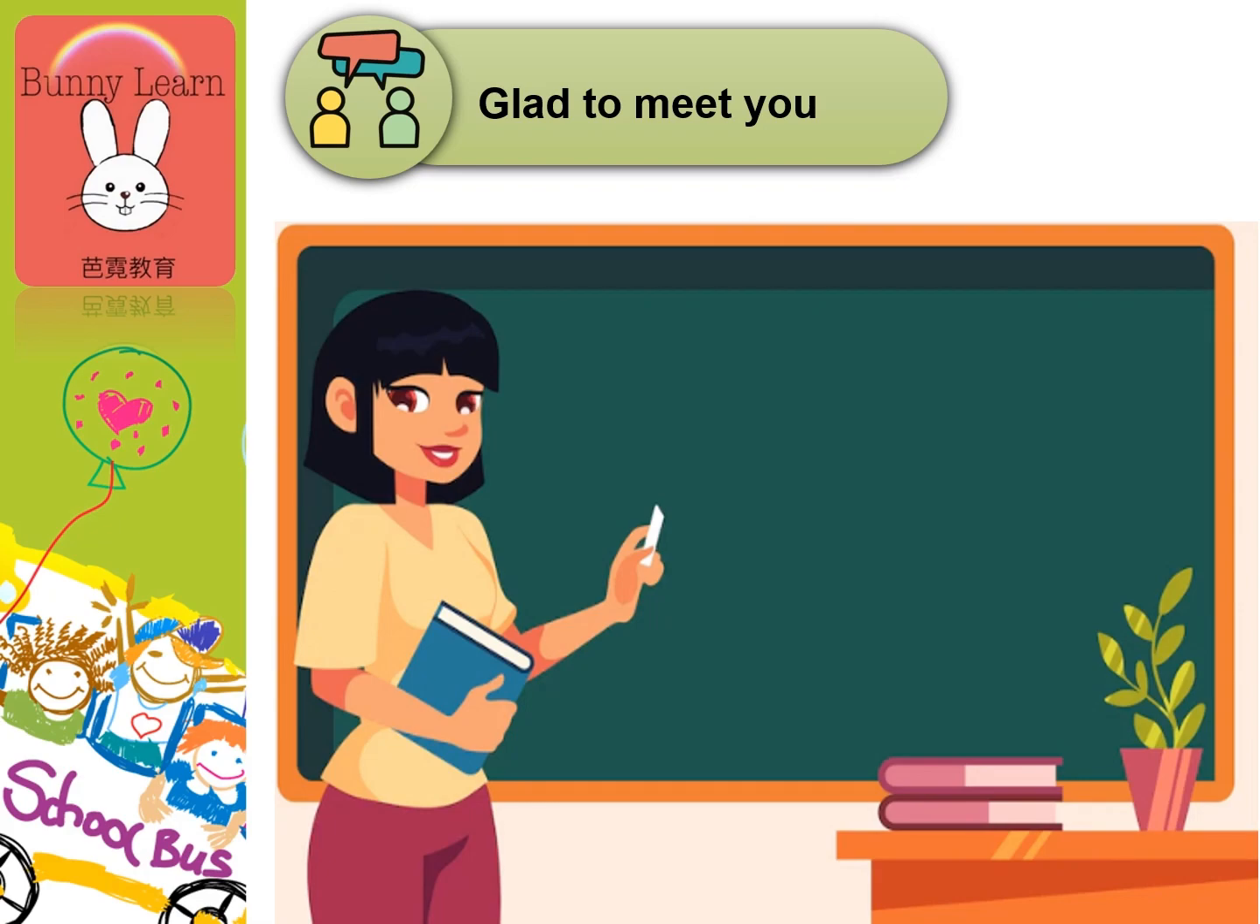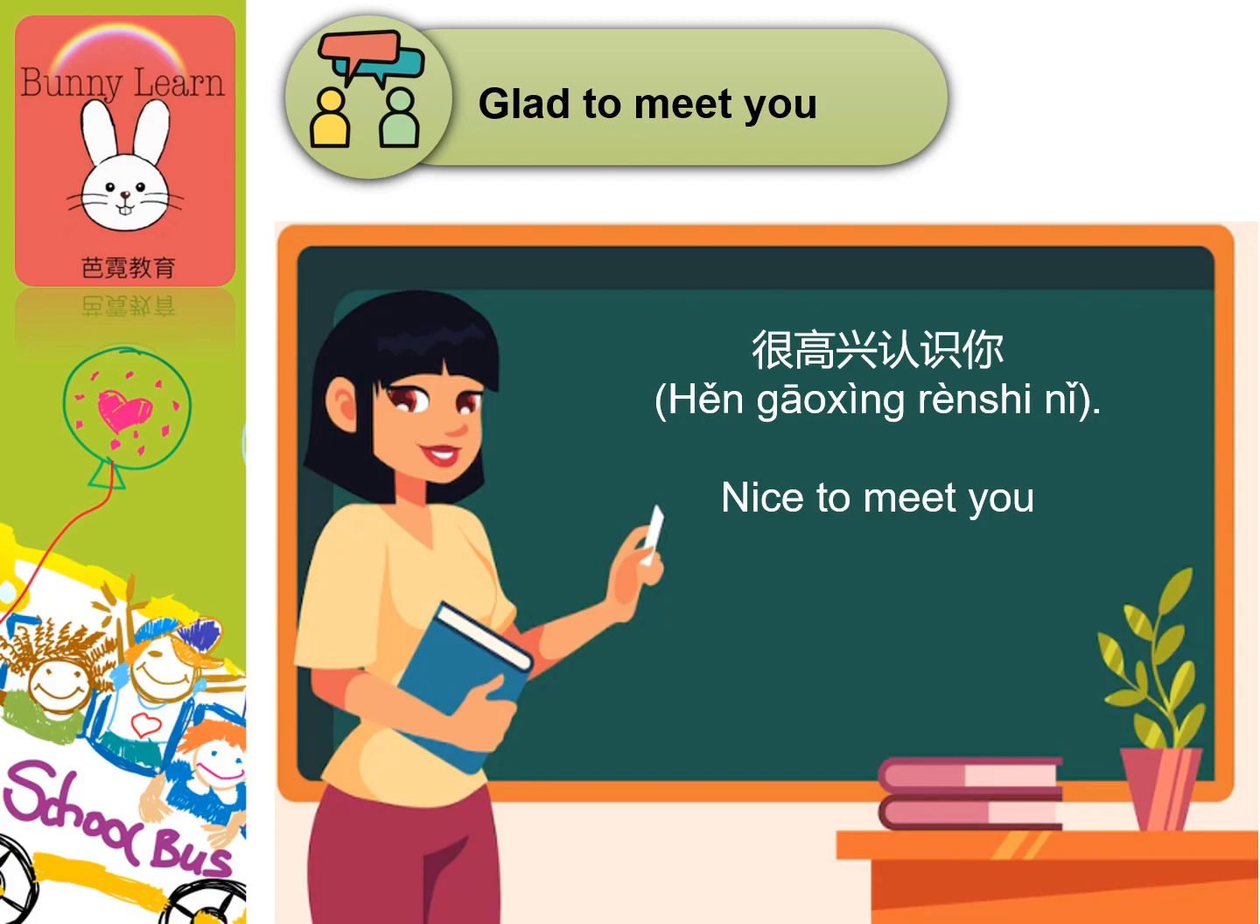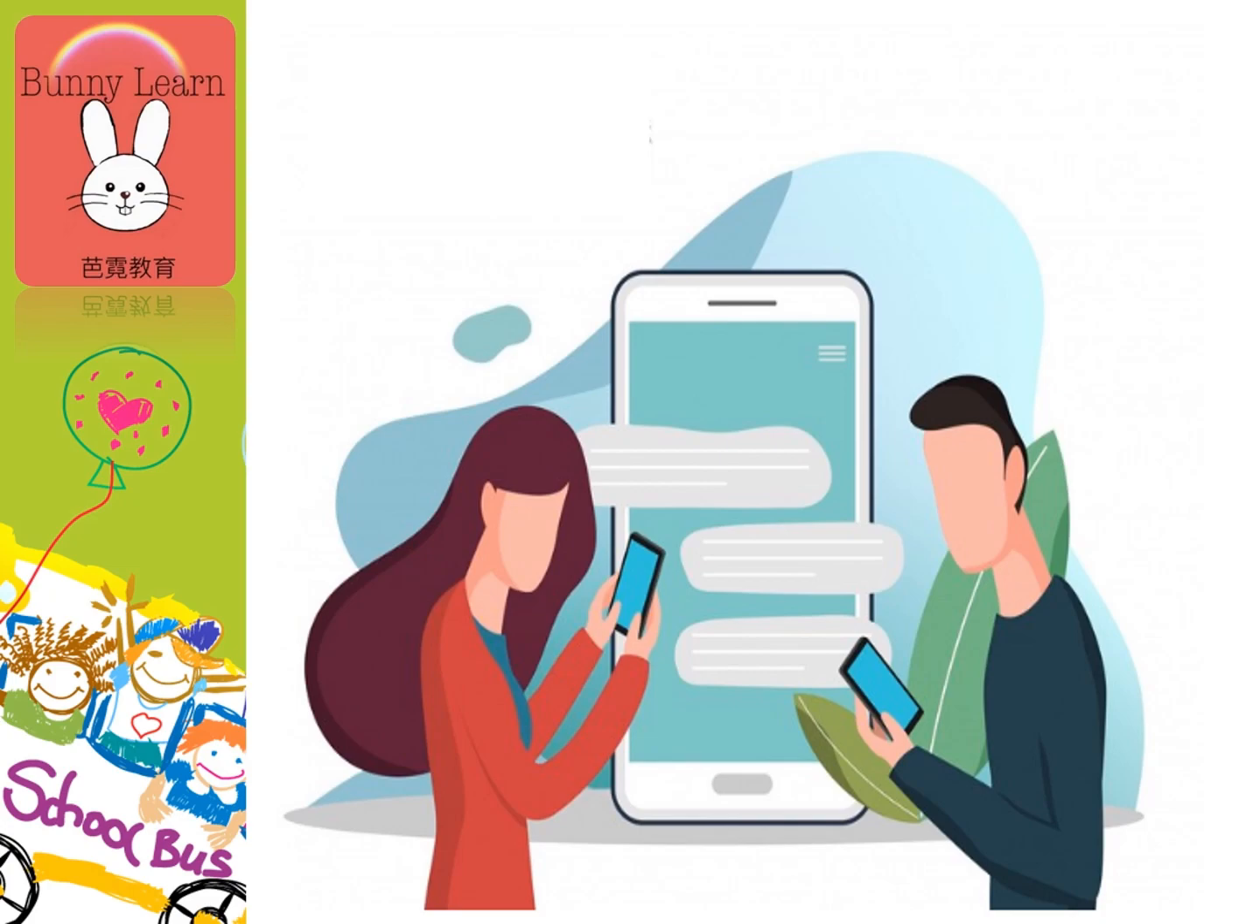Once you've exchanged your names and shaken hands, it's a good idea to follow it up with a nice to meet you. The most universal way to express pleasure upon meeting someone in Chinese is to say, 很高兴认识你. Let's practice. 很高兴认识你. Nice to meet you.